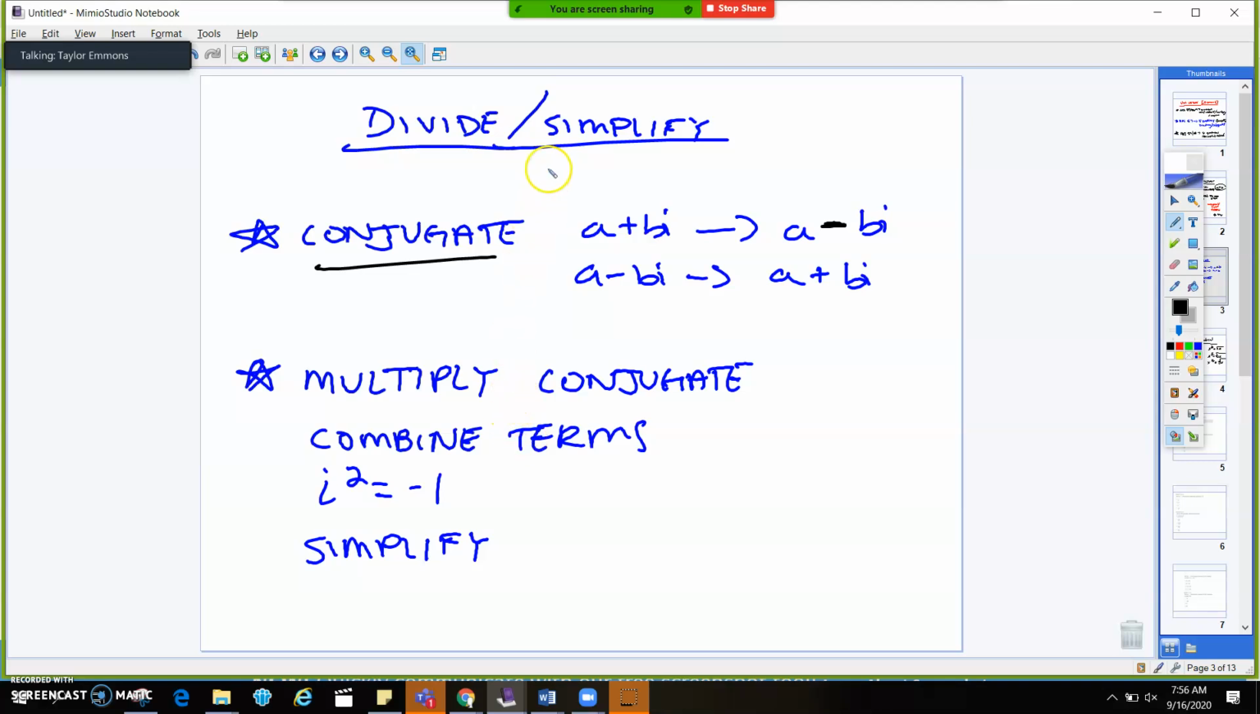Multiplying, dividing, what you're going to do here are the different steps. You're going to multiply by the conjugate first, combine your like terms in the top and the bottom, substitute i squared equals -1, and then you're going to simplify. Okay? And I know I make that look really easy, but you're going to see these steps in just 1 second.